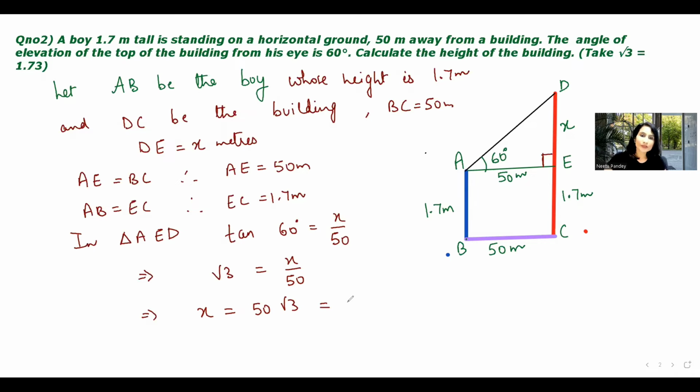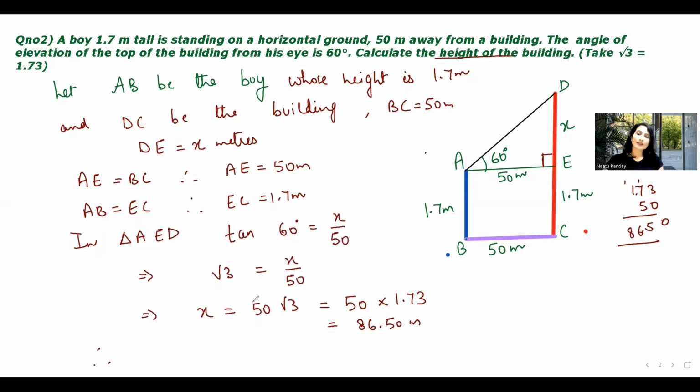And 50 √3 means you can multiply 50 into 1.73. So how much will it be? 1.73 into 50. 0 will be here. 5 3s are 15, 1, 35, 36, 3, 8. So 86.50, 86.50 meters. But we have to find the height of the building.